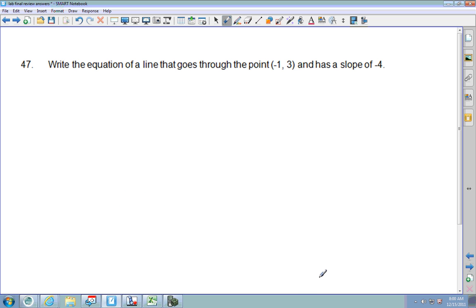Next, it says write an equation of a line that goes through the point -1, 3 and has a slope of -4. Okay, well, it gives me my m, my slope. I need to find my b. If I knew part of the equation, I could have y equals -4x, because if it was a multiple choice question, the first thing I would do is eliminate what didn't have this. Now let's find out what the y-intercept is.